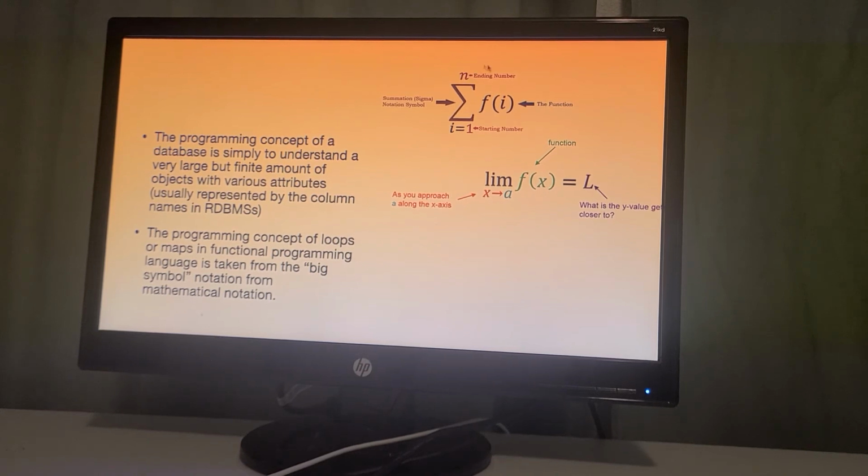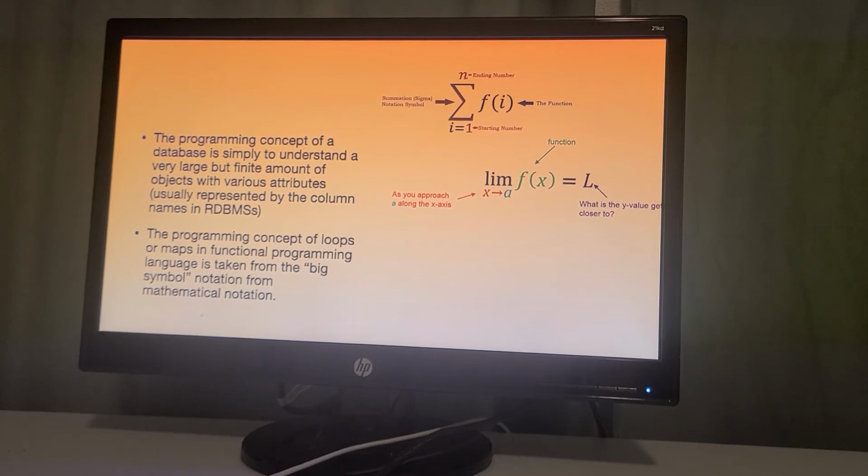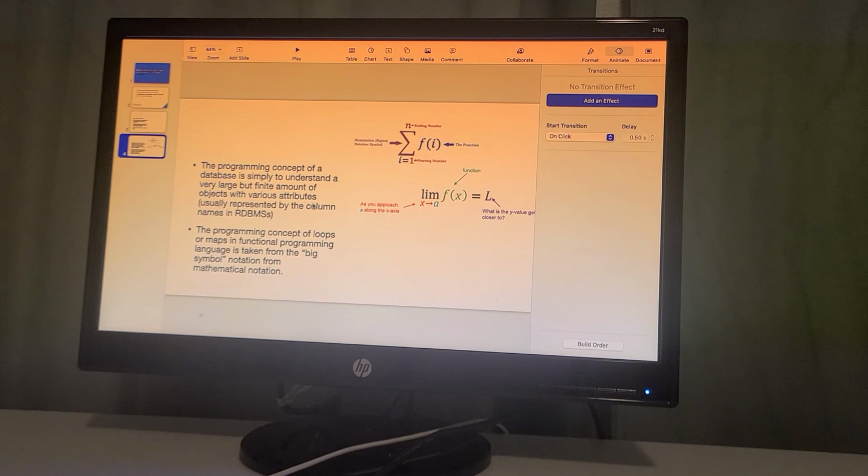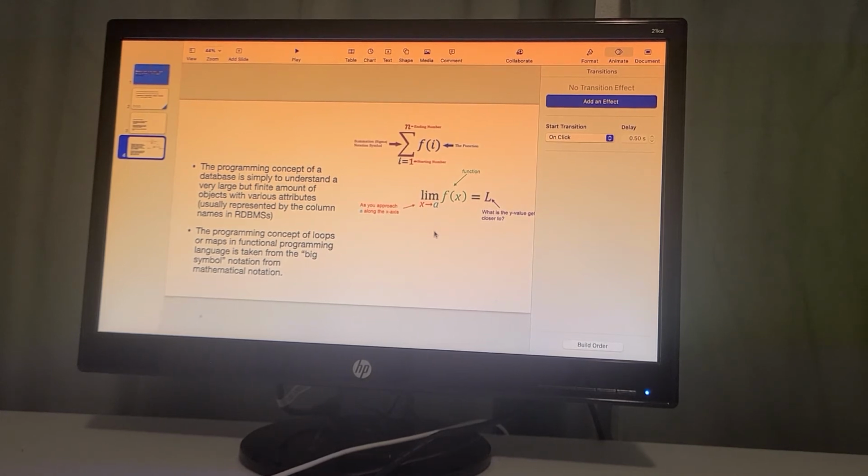Whenever the ending number, or the limit here, is infinite, then computers really struggle. Computers are not meant to really understand infinity the way a human does.